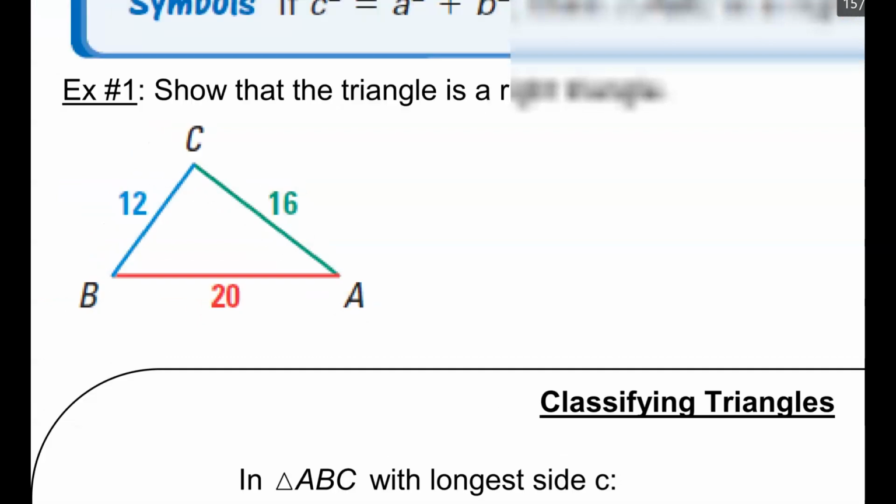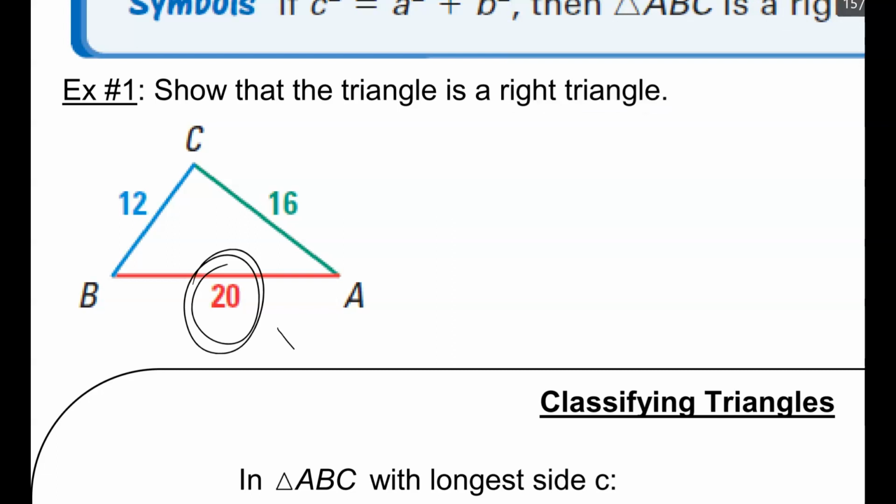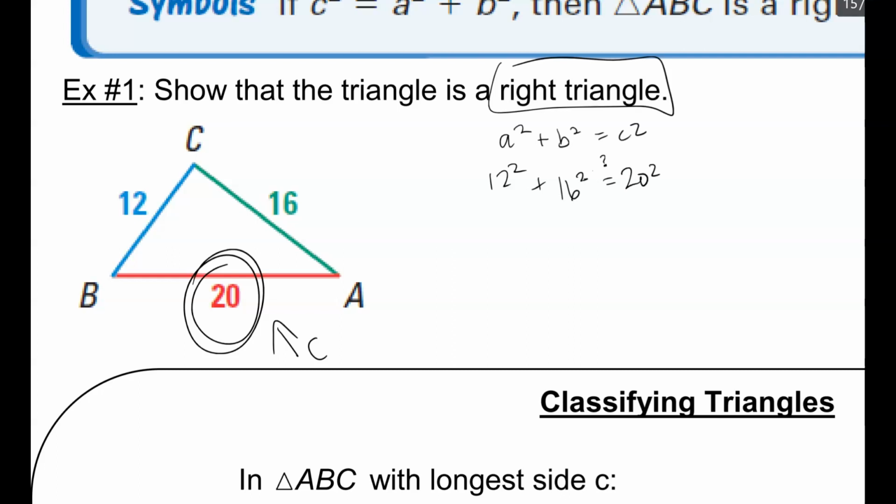So let's go ahead. 12, 16, 20. This is the largest side, so let's say this is c. Now we're testing. If this is true, then guess what? Then we just ran into a right triangle. So a squared, 12 squared, plus b, 16 squared, equals, well, we're testing, remember? So put a little question mark, and then put 20 squared. Using your calculator, you can say, okay, 12 times 12 is 144, 16 squared is 256, and 20 squared is 400. If we add the left side, surprise, it's the same thing. Yay, so we just proved it's a right triangle.